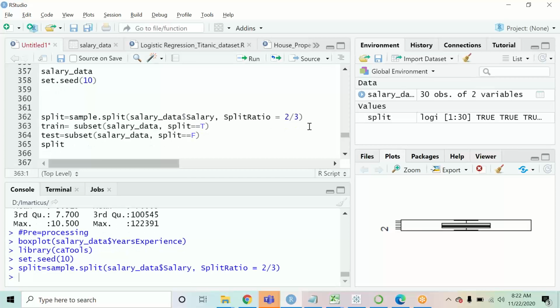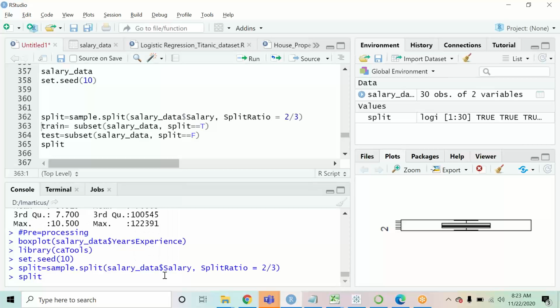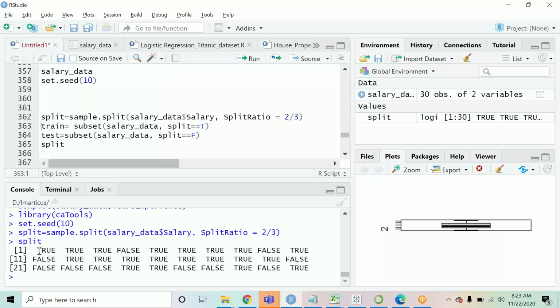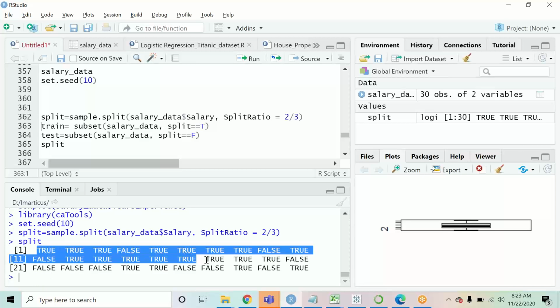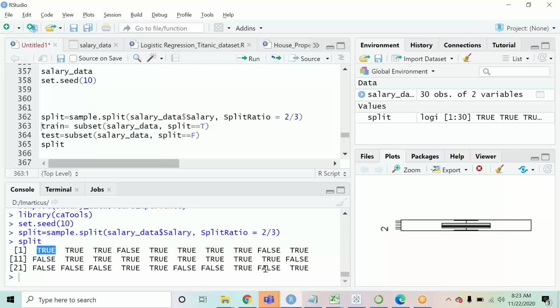So we create the split variable. So what does split do? It will give us true and false, right? So split will give me the true and false. So I get 30 true and false values over here, out of which 20 will be true and 10 will be false.